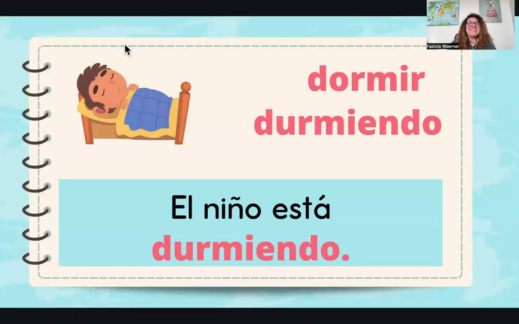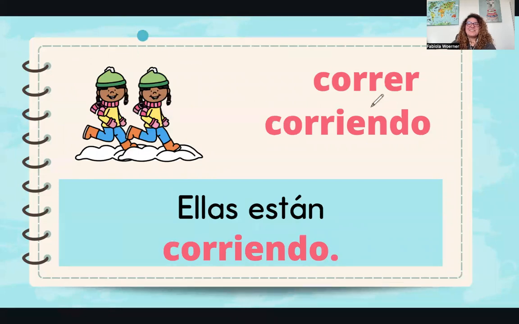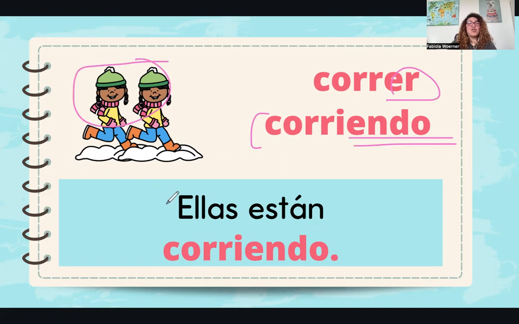All right, what does our sentence say here? El niño, the boy, that's our subject. El niño está durmiendo. The next one, correr. Corriendo. Ellas están corriendo.